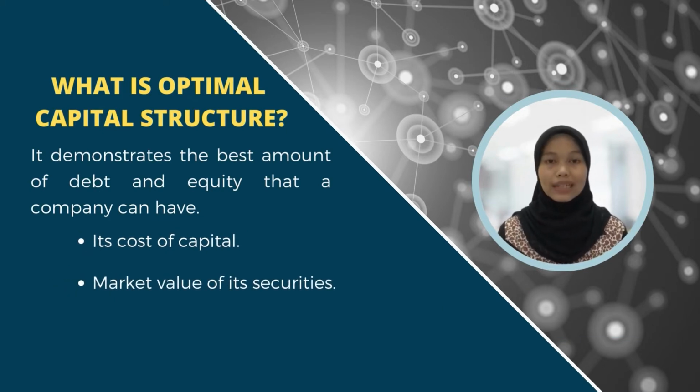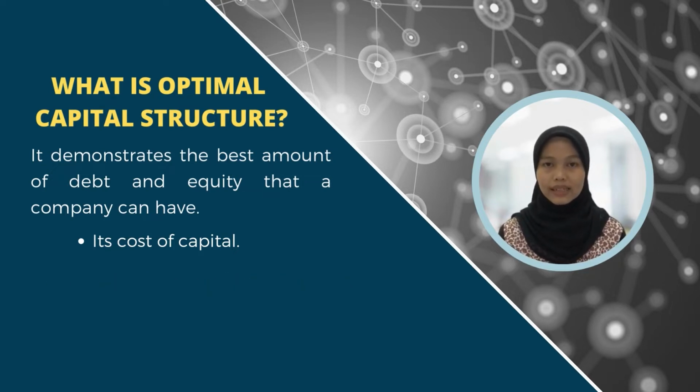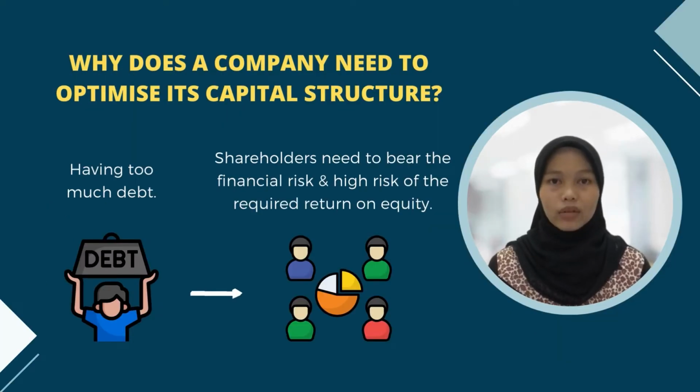First of all, what is the optimal capital structure? It demonstrates the best amounts of debt and equity that a company can have in order to reduce its cost of capital and the market value of its securities. So, why does a company need to optimize its capital structure? Having too much debt in a company means the shareholders need to bear the financial risk and the high risk of the required return on equity.